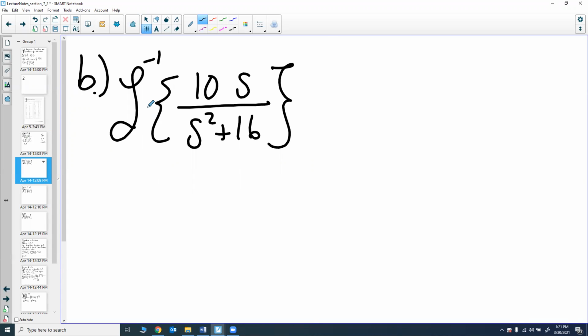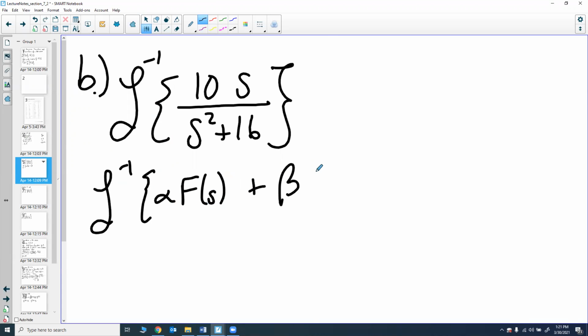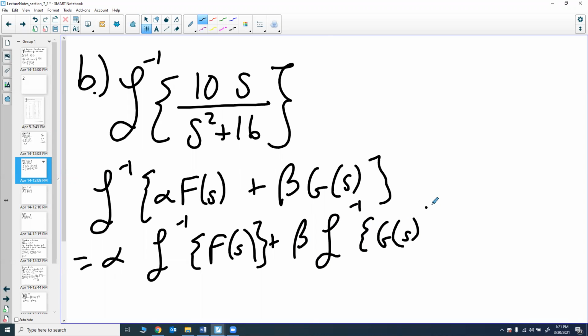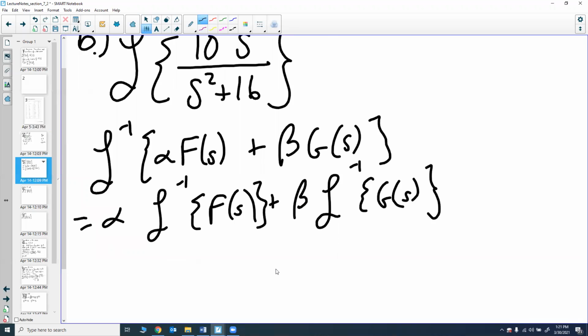Let's try this one, the inverse Laplace of 10s over s squared plus 16. I do want to make the comment that the inverse Laplace of a linear combination of alpha times F of s plus beta times G of s is going to be alpha times the inverse Laplace of F of s plus beta times the inverse Laplace of G of s. So that still works just as we did before. So now we can go ahead and find this one.